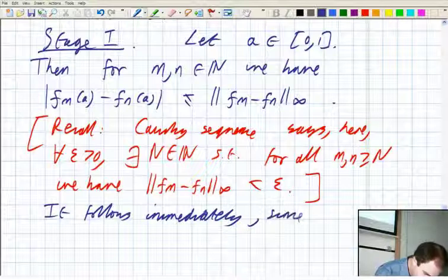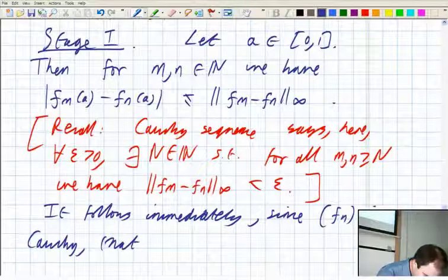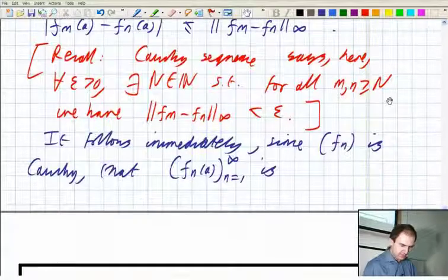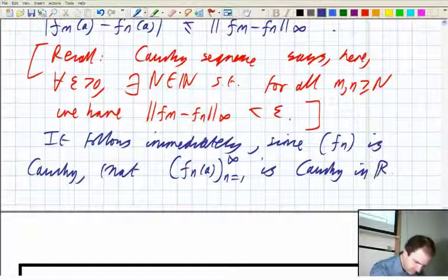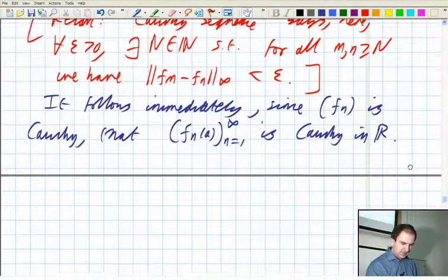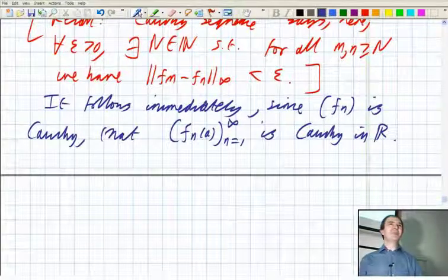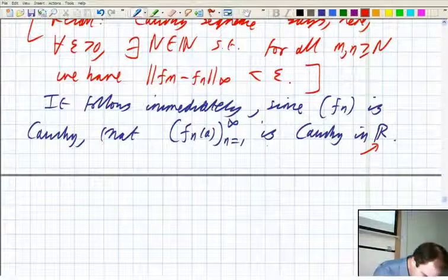since the sequence fn is Cauchy, that the sequence fn of A running from n equals 1 to infinity is a Cauchy sequence of real numbers, with, of course, the usual metric on the real numbers, which we know to be complete. If I don't tell you which metric I'm using on the real numbers, I'm using the usual metric. Okay? So that's the usual metric by default.